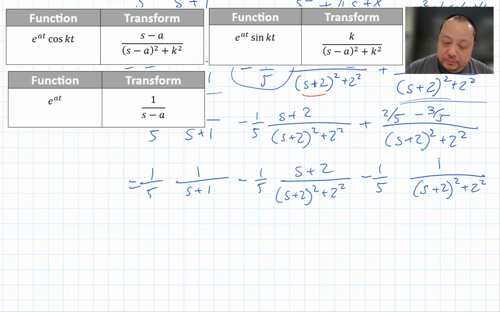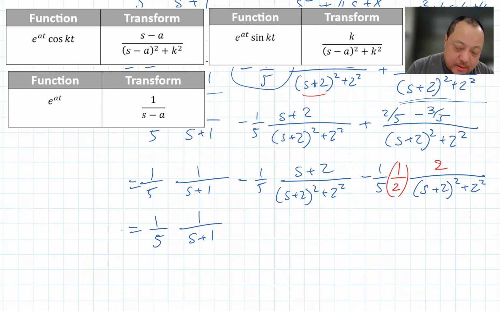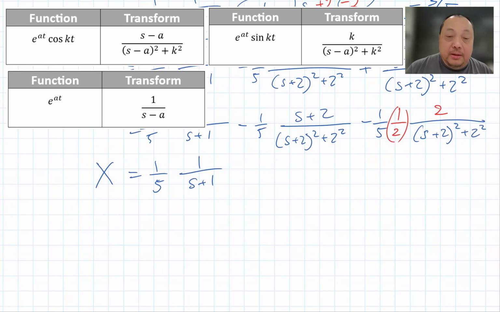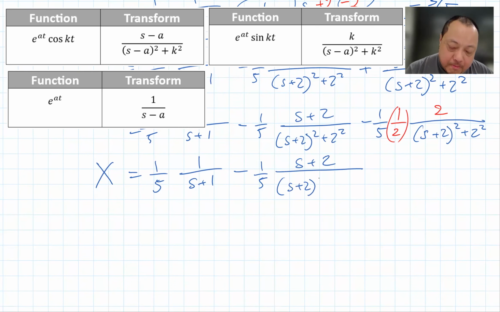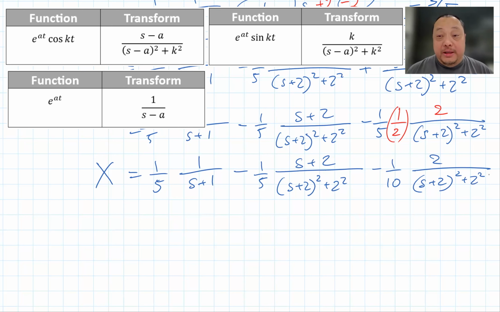Almost there. The last thing is, if I want to use the sine formula, this k here needs to appear up on top. So I need a 2 on top. So I'm going to multiply by 2 and divide by 2. Finally, I'm ready. X is equal to, this part is going to be an e to -at. This part is going to be a cosine. And this is going to be a sine.